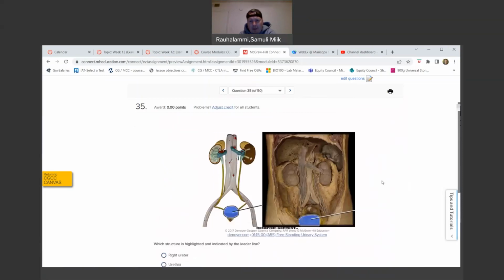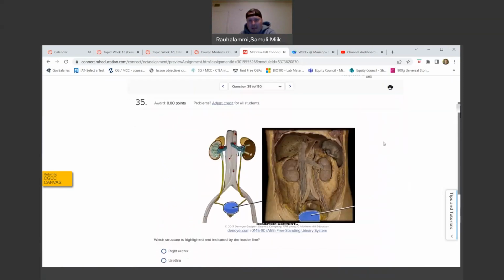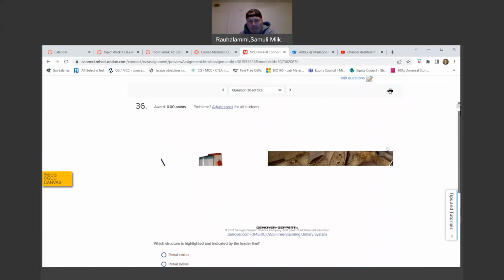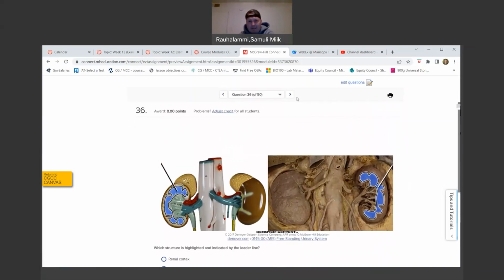Let's continue our review. Here we're seeing a nice simple structure highlighted. This is of course going to be our urinary bladder, a muscular hollow organ where the urine is stored until we're ready to expel it from the body. Here we have highlighted the renal medulla. So similar to those diagrams that you saw before, the innermost parts. Remember, within the renal medulla, we had our renal pyramids, and between the pyramids we had the renal columns.